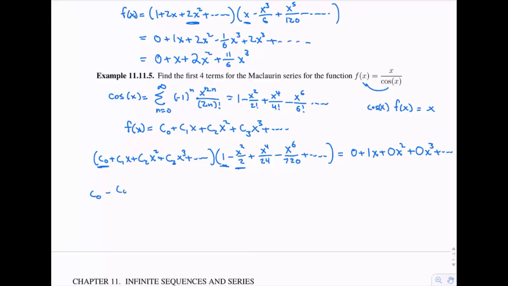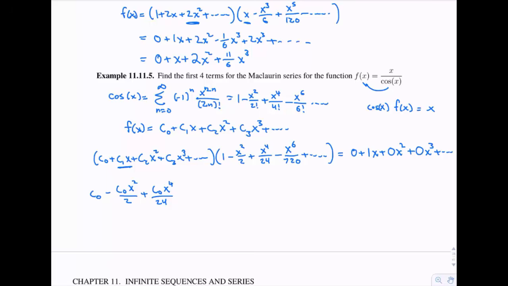So if I was to take c0 times this negative x squared over 2, I get my negative c sub 0 over 2 times x squared. Now let's maybe take c0 and multiply it by one more here, this x to the 4th term. So I'd have c0 times x to the fourth over 24. And that's probably enough. I'd have an x to the 6, I'd have x to the 8, and so on and so forth. Probably don't need those. Let's move on to the next one.